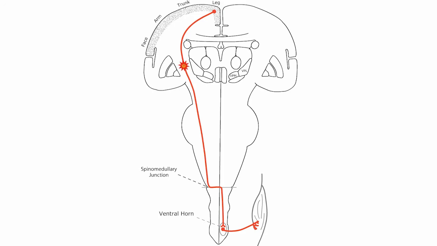Diseases of this pathway are divided into upper motor neuron diseases and lower motor neuron diseases. Each has its own characteristics. Upper motor neuron diseases are characterized by spasticity, or a change in muscle tone, increased deep tendon reflexes, or hyperreflexia, and loss of voluntary control. Lower motor neuron diseases are characterized by areflexia, a loss of reflexes, flaccidity, and severe atrophy of the muscle due to the loss of trophic factors coming from the lower motor neurons.